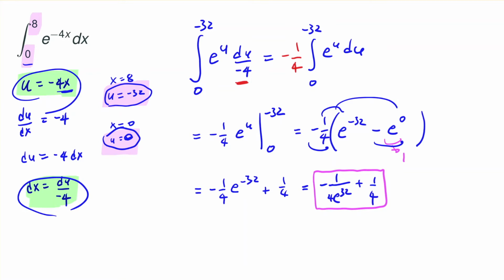So when we do a definite integral using u substitution, we also need to change our bounds in terms of u, because these are for x. So u was negative 4x. When x is 8, u is negative 32. When x is 0, u is also 0 in this case.